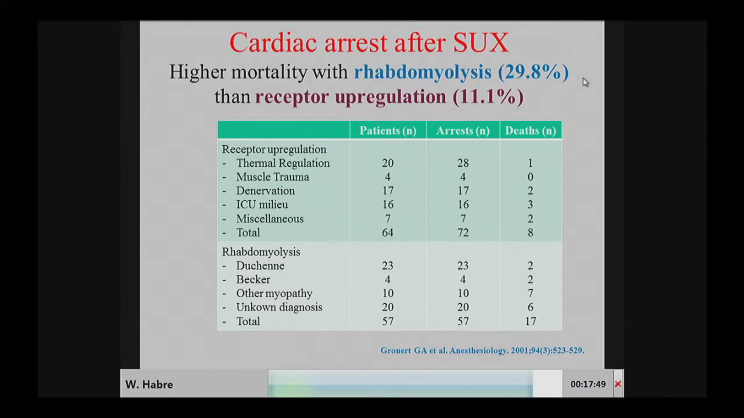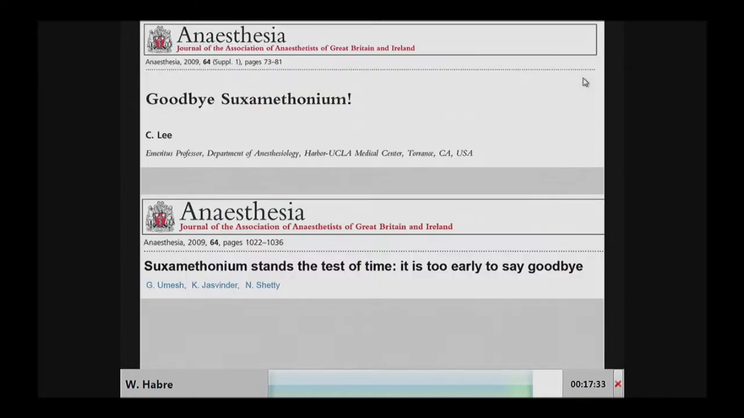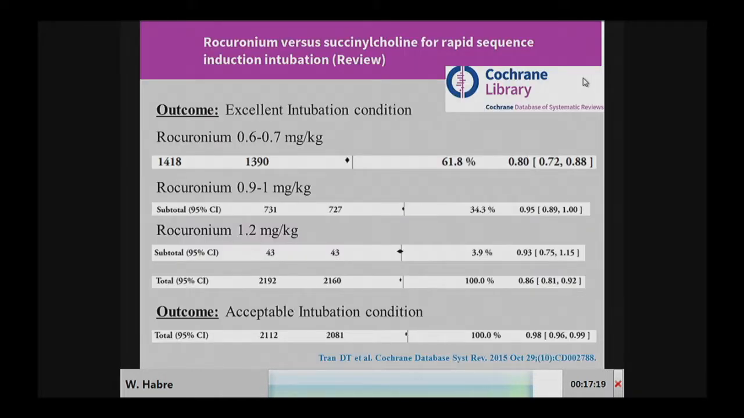So if you look at cardiac arrest after suxamethonium, you see that the higher mortality occurs rather in the presence of myopathy or rhabdomyolysis than when you have receptor regulation. But this is real. So in the last few years, a decade, there has been a big debate in the literature whether we should say goodbye to suxamethonium or whether it is still early and there is still a place for suxamethonium. So why are we using suxamethonium? We're using it for rapid sequence induction.